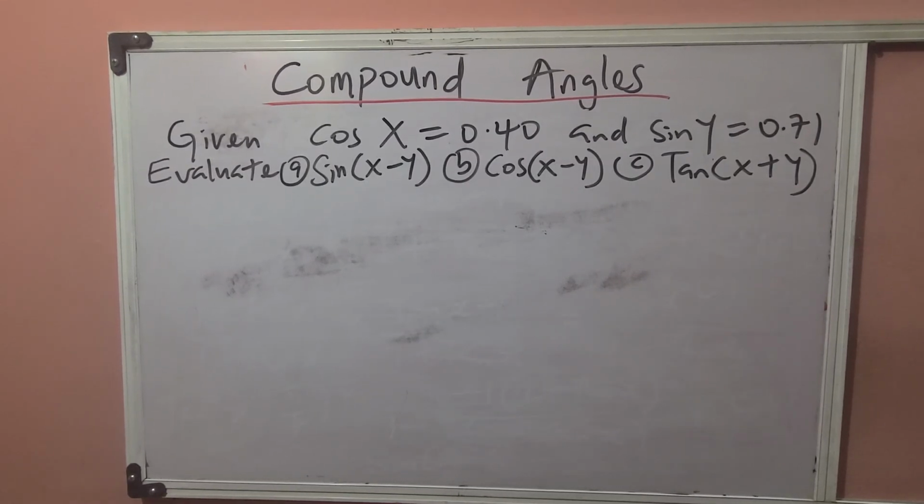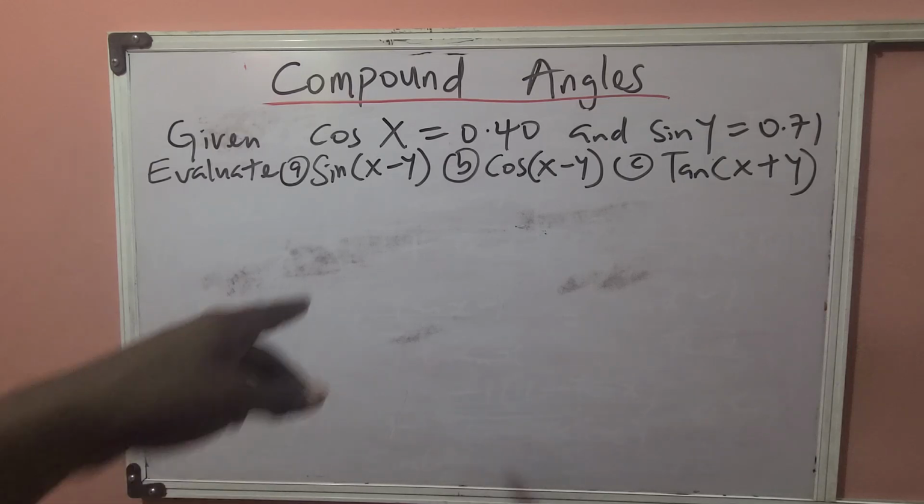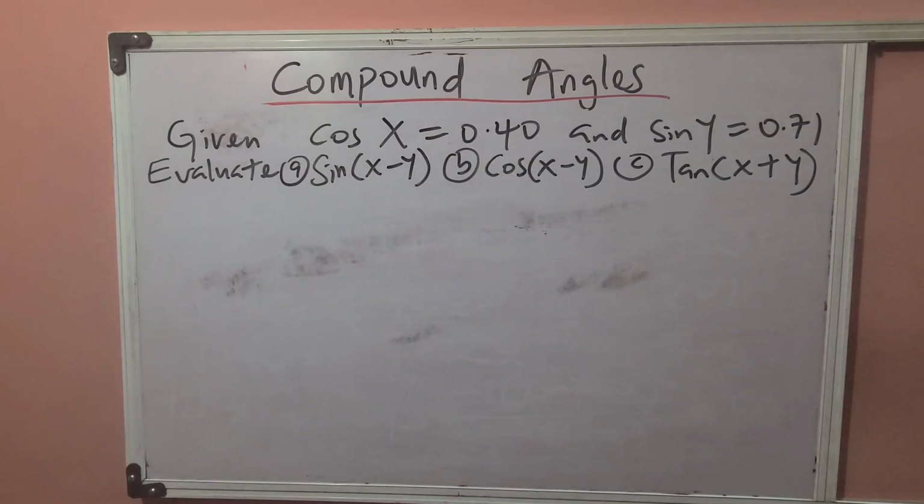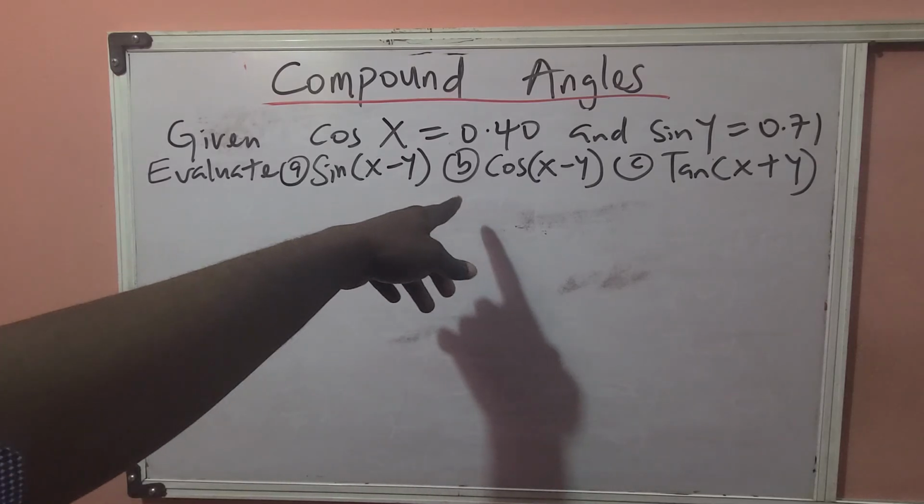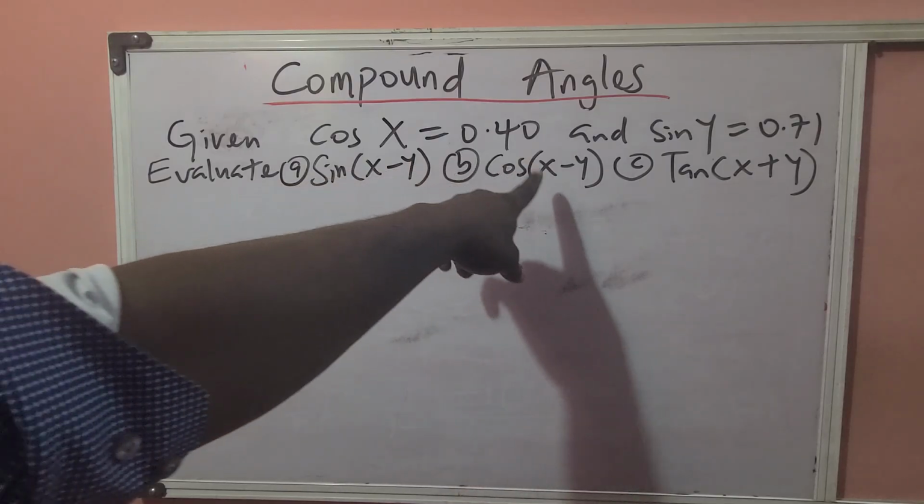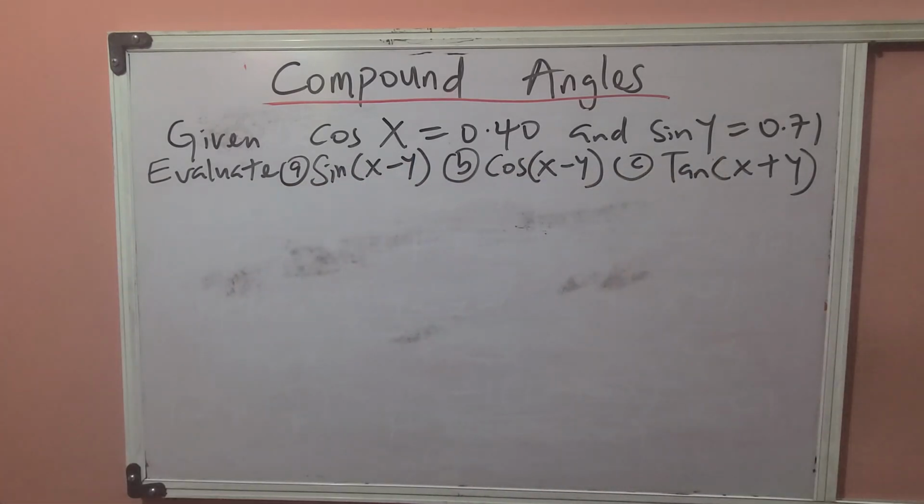So we have this particular question. We're given that the cos of an angle x is 0.40 and the sine of an angle y is 0.71. And we're to evaluate now. In this case, we are supposed to use the compound angles to find sine x minus y, cos x minus y, tan x plus y. So this question is quite simple enough.